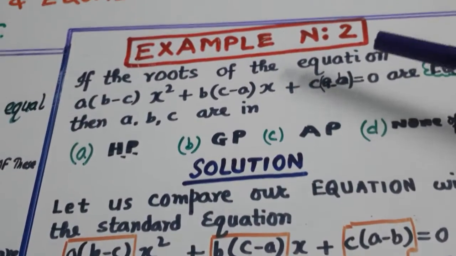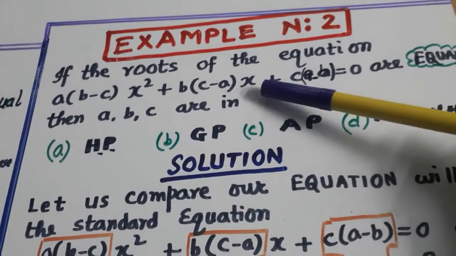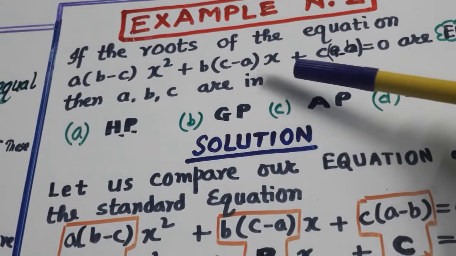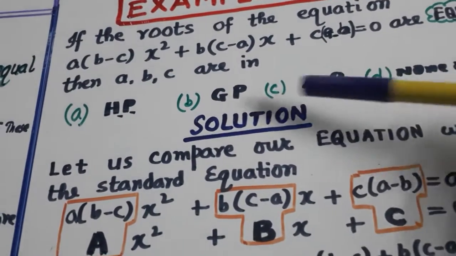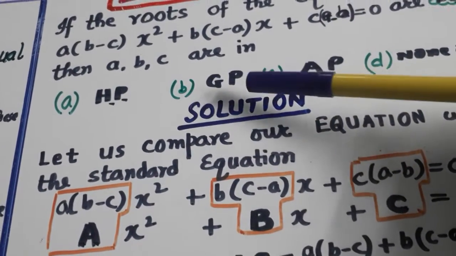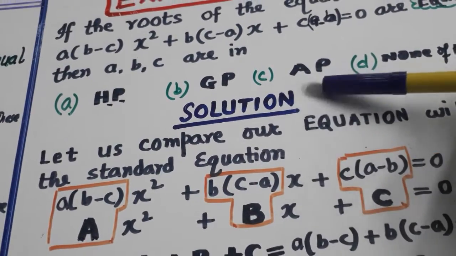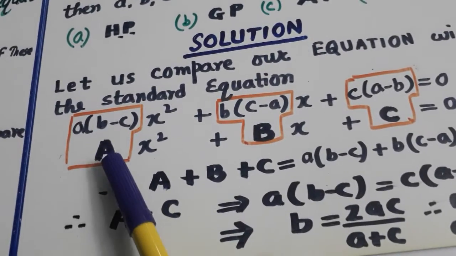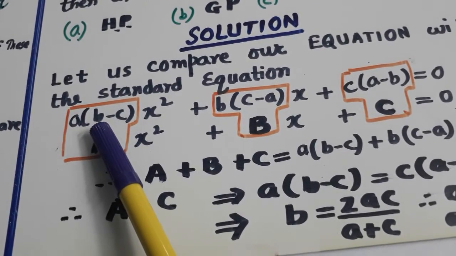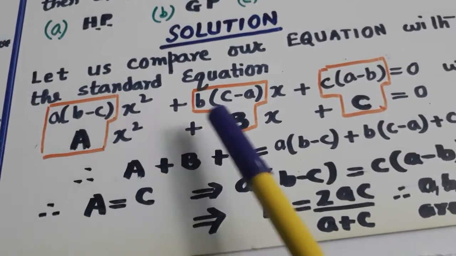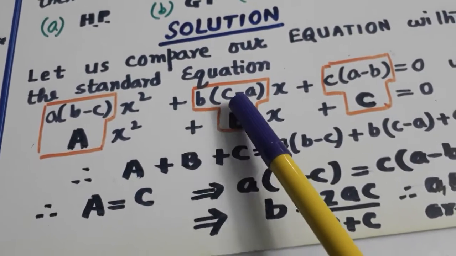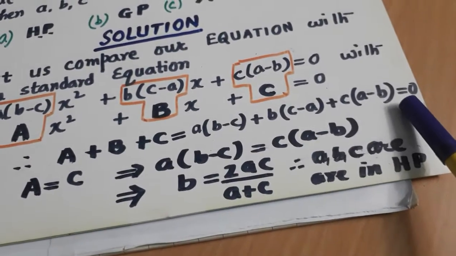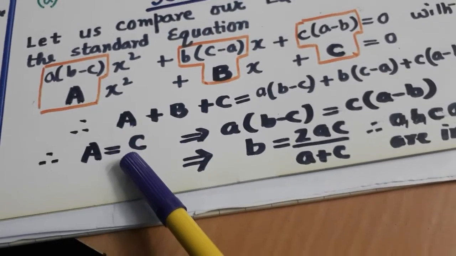Look here, if the roots of this equation are equal, then a, b, c are, you have to choose one of these, whether they are in HP, GP, AP or none of these. Solution is here. Now let us compare. A is a into (b minus c), B is b into (c minus a), and C is c into (a minus b). The sum of this comes out 0. It means A should be equal to C.